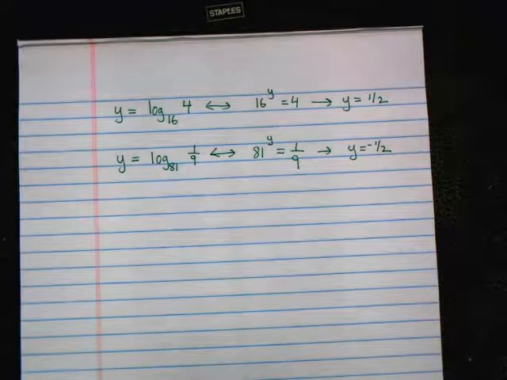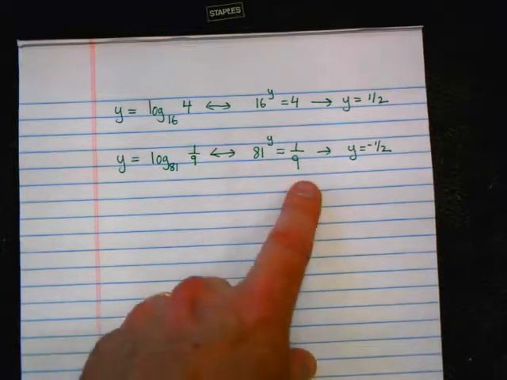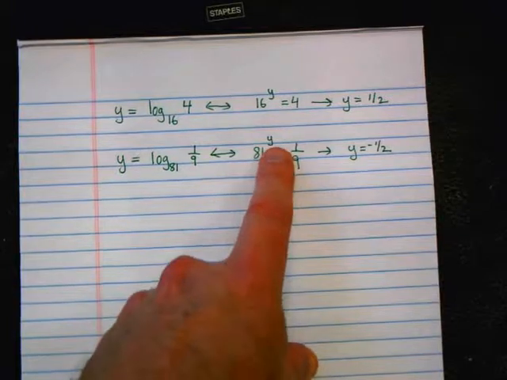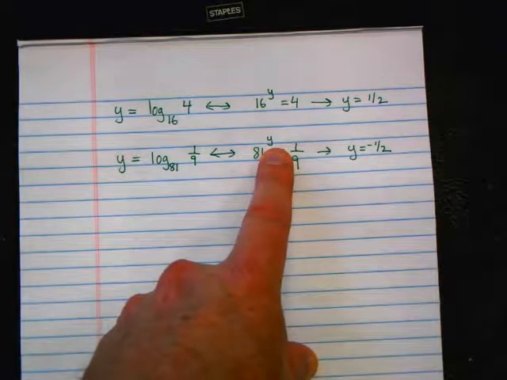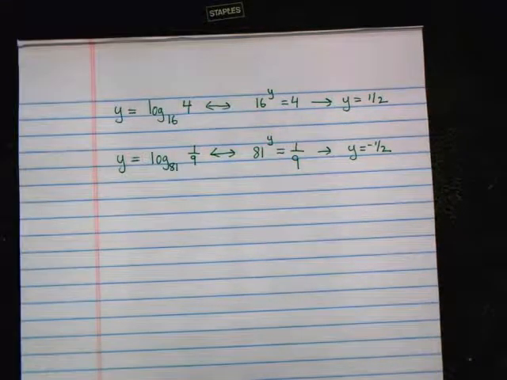And again, a 1/2 is a square root. Square root of 81 will give me 9. So y to the negative 1/2, I would do square root, which would give me 9, and the negative pushes it to the bottom, so that's a 1/9. Okay.